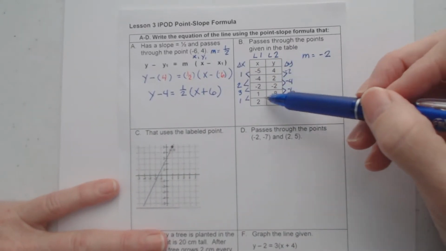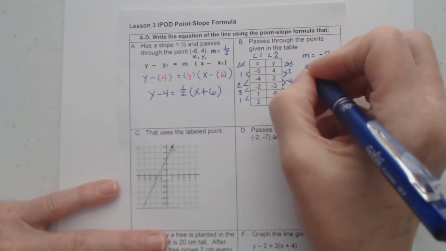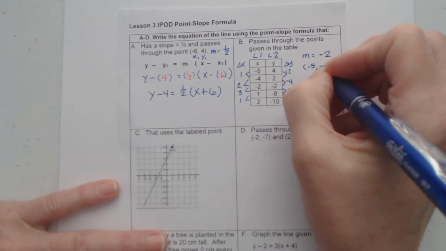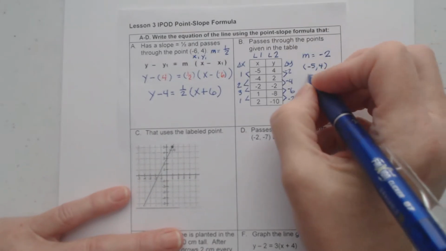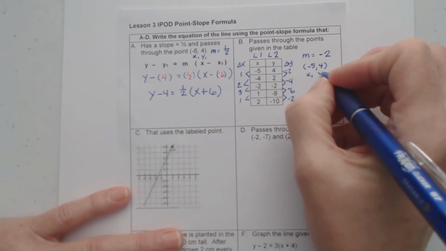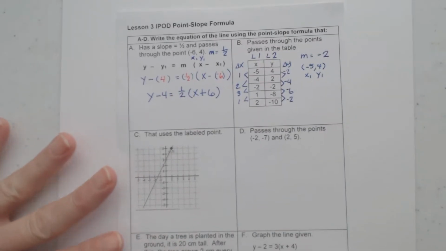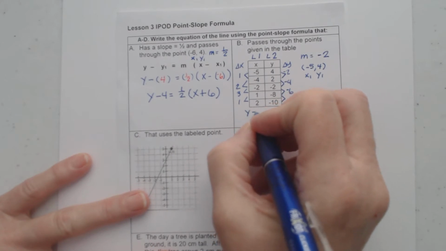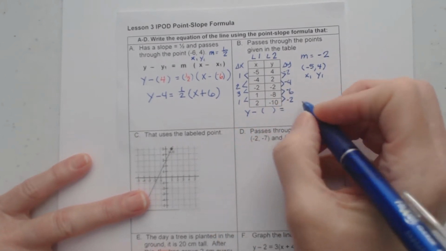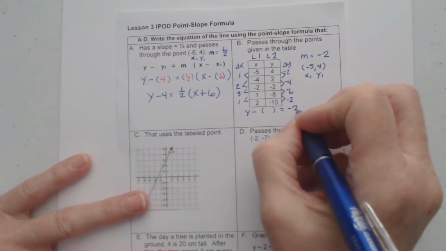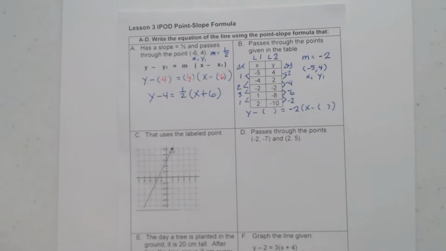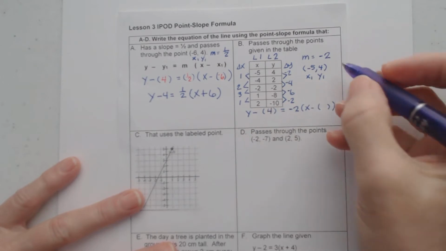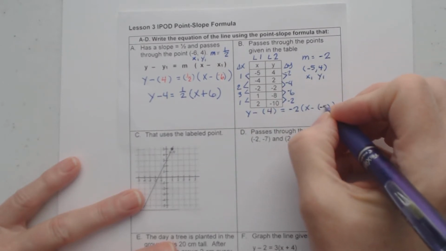Now it doesn't matter which one of these points I use. I'm going to go ahead and use the first one, so I'm going to use -5, 4. And what we end up with there then is that our x sub 1 is -5 and our y sub 1 is 4. So I'm going to take y minus y sub 1 equals my slope, and I'll just go ahead and write the slope down, and then x minus x sub 1. So our y sub 1 in this case is a 4, and my x sub 1 is a -5.